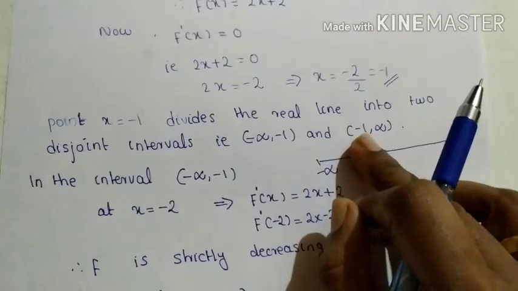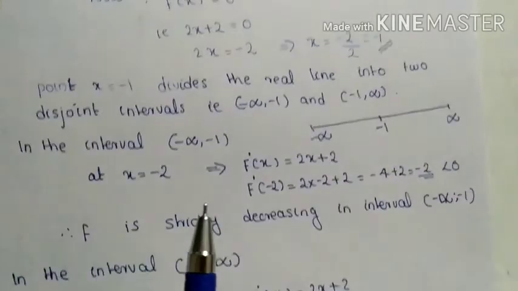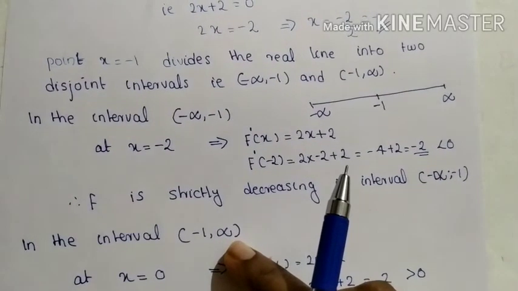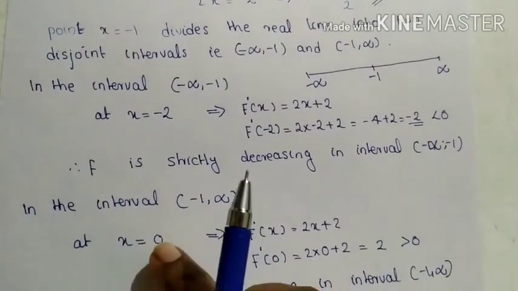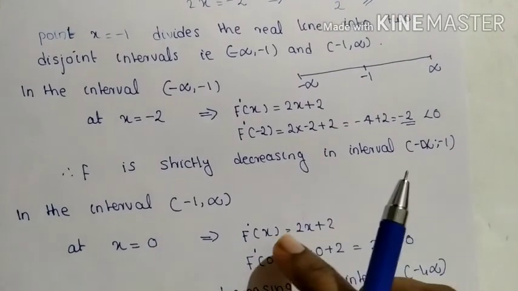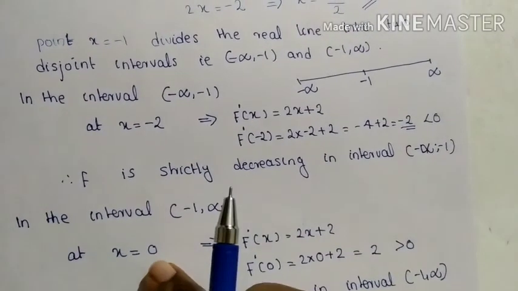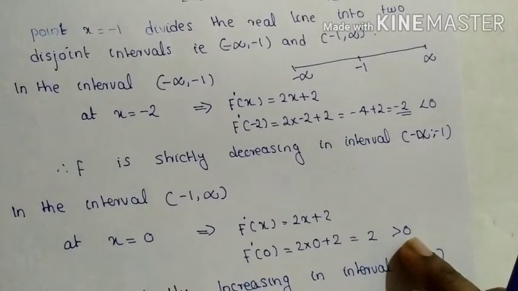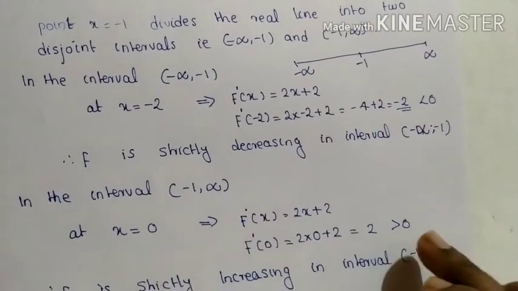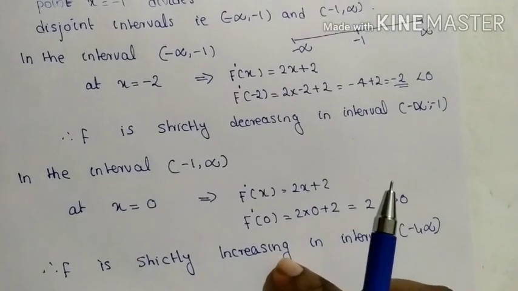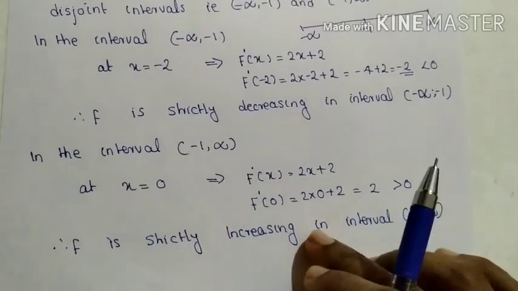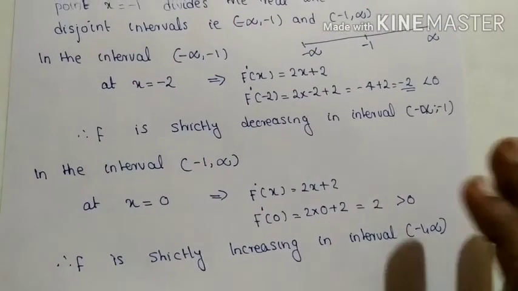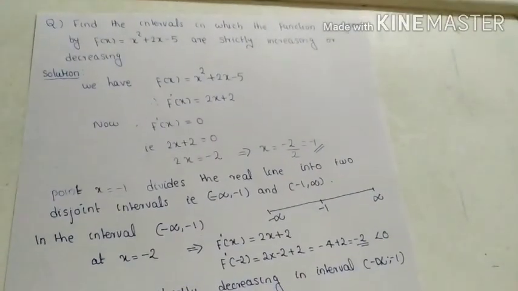Next, let us consider the next interval, the open interval minus 1 comma infinity, and take some value between minus 1 and infinity. I take x equal to 0 and put it in f dash of x. We get 2, which is greater than 0. If f dash of x is greater than 0, the function is strictly increasing. So here our function is strictly increasing in the interval minus 1 comma infinity. It's a simple problem. I hope you understood.